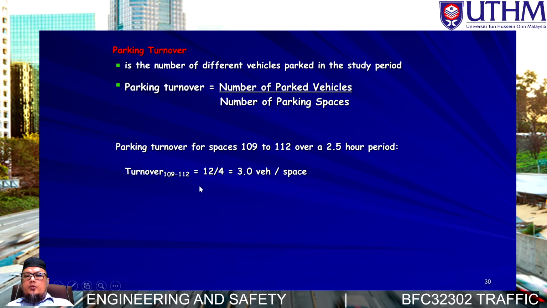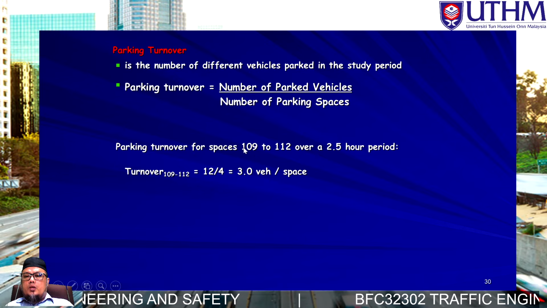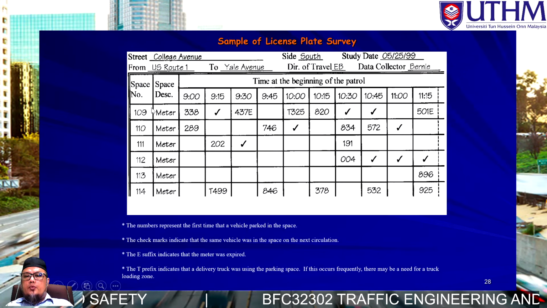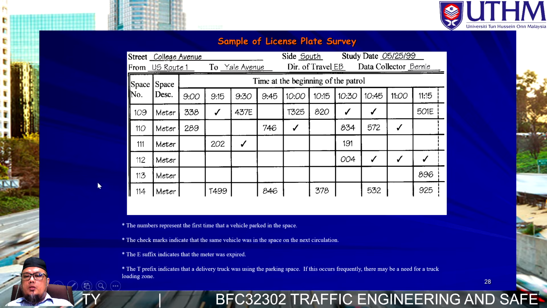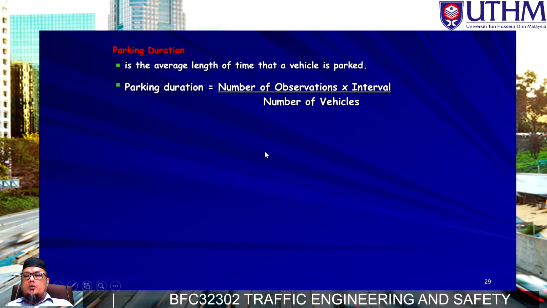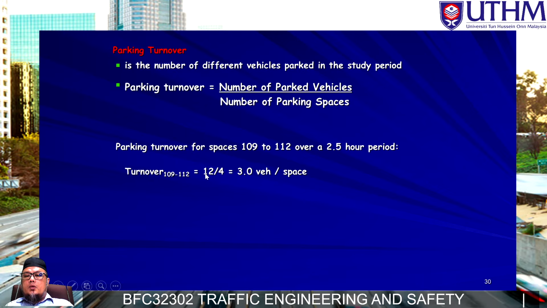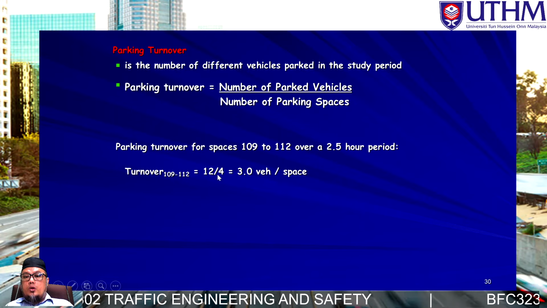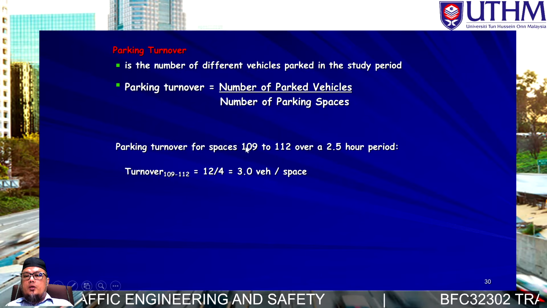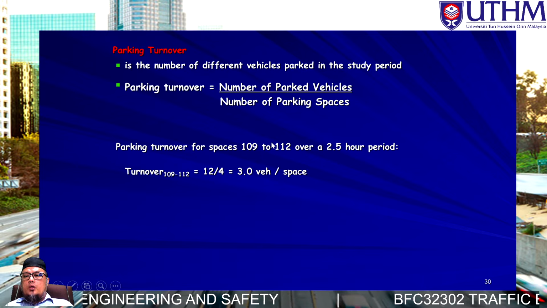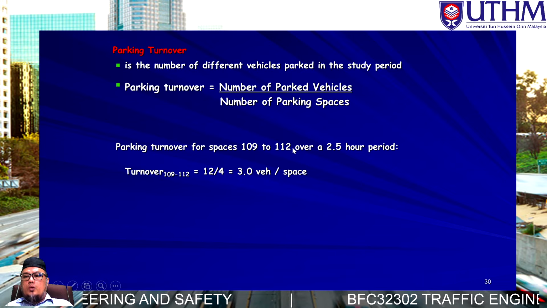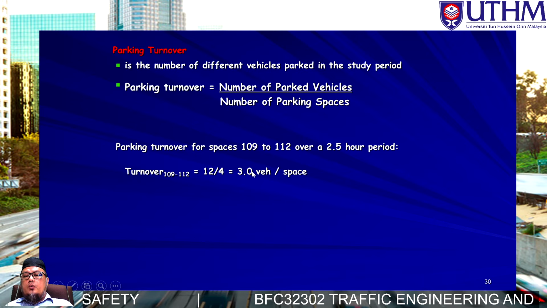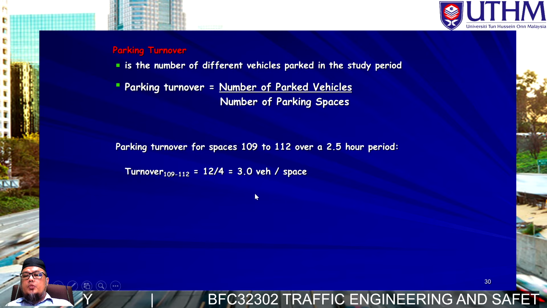Okay, parking turnover specific for this particular space, 109 to 112. If you refer to the data until 114, you have to focus on this particular row only, 109 to 112. If you calculate that, you have a number of parked vehicles of 12. The space is only 4: 109, 110, 111, and 112. So 12 divided by 4, we get a turnover of 3 vehicles per space.